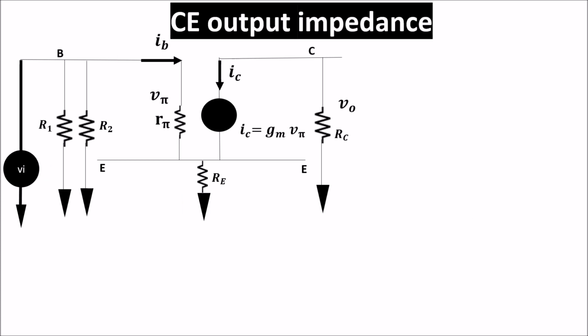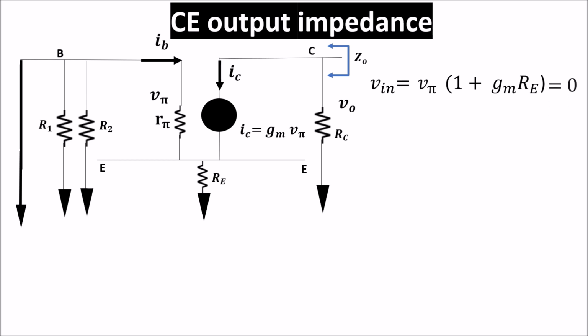The output impedance is the impedance looking into the output when all the independent sources of voltage and currents are zero. So Vin is zero, and if Vin is zero, V pi also is zero, because Vin is V pi plus Gm V pi times Re. So if Vin is zero, V pi also is zero. And if V pi is zero, Ic is zero, being Ic equal to Gm times V pi. In this circuit, the output impedance V out divided by I out is equal to Rc.